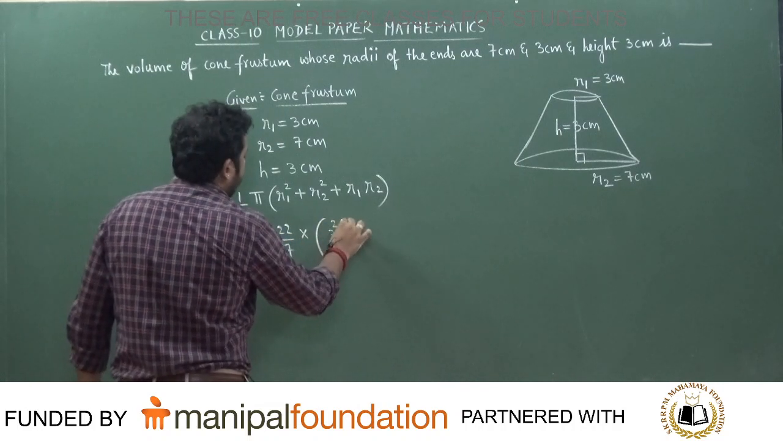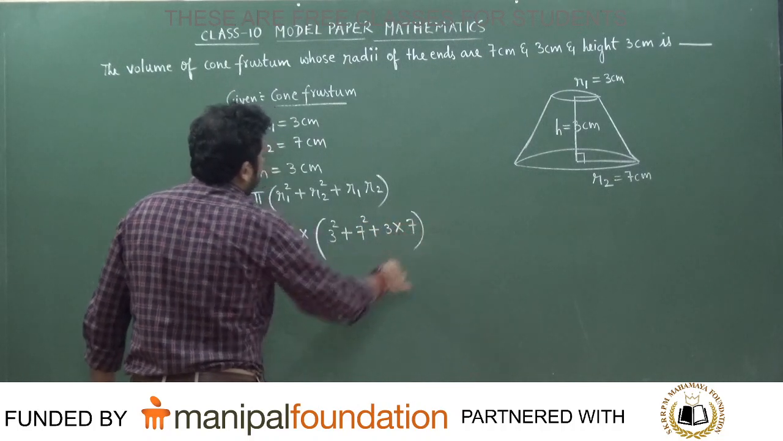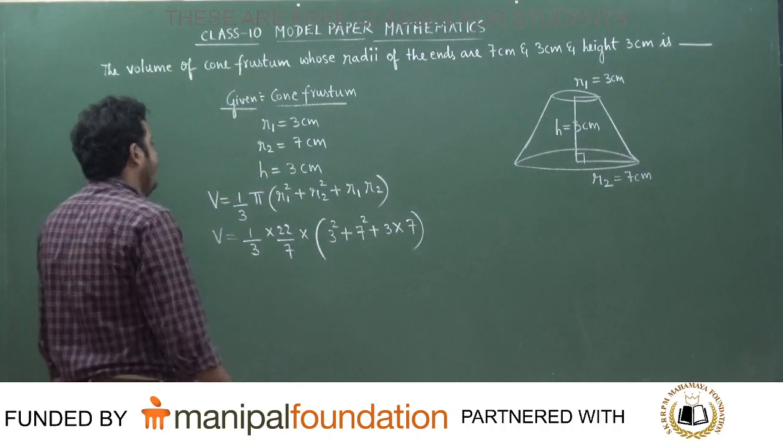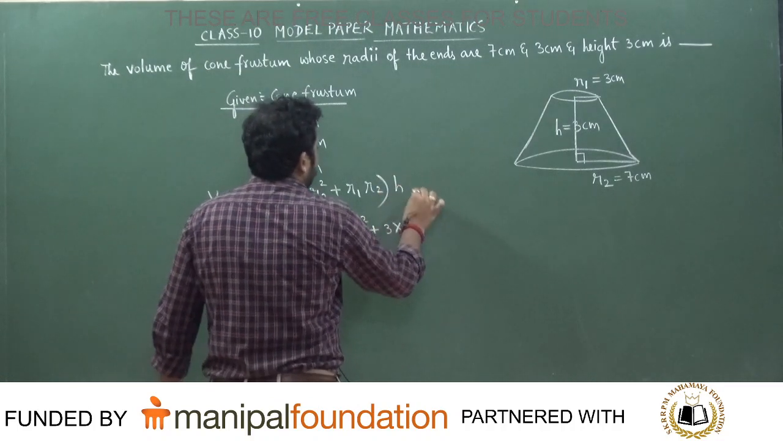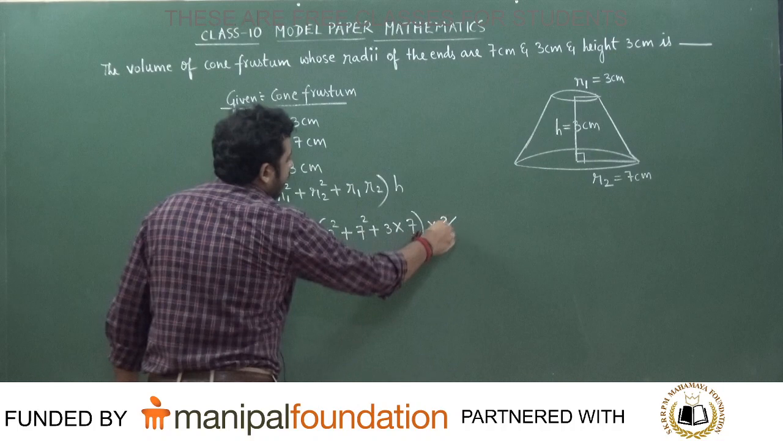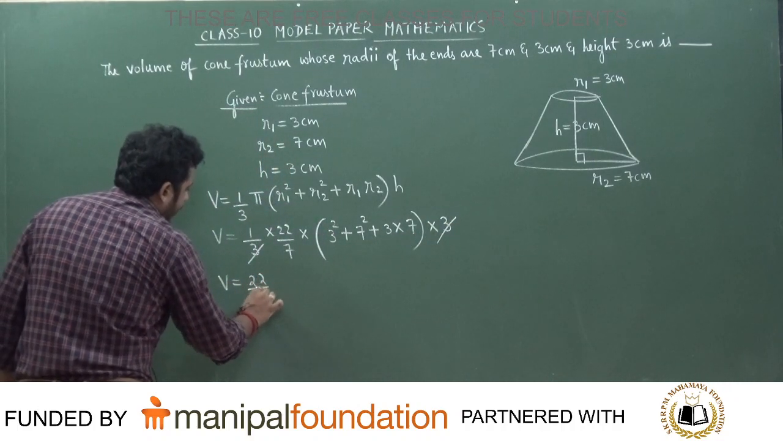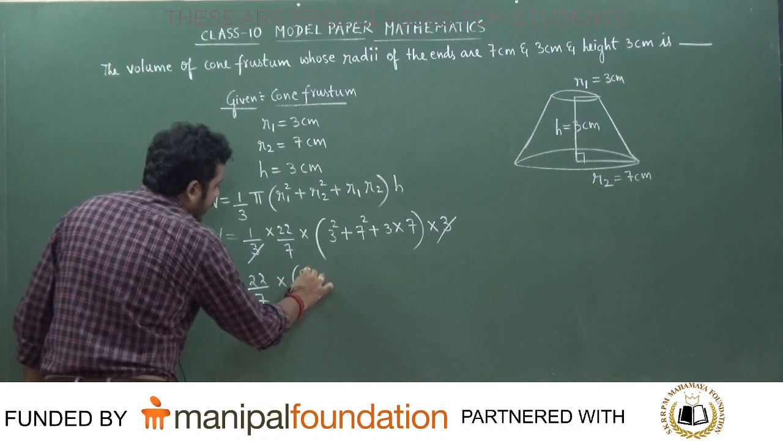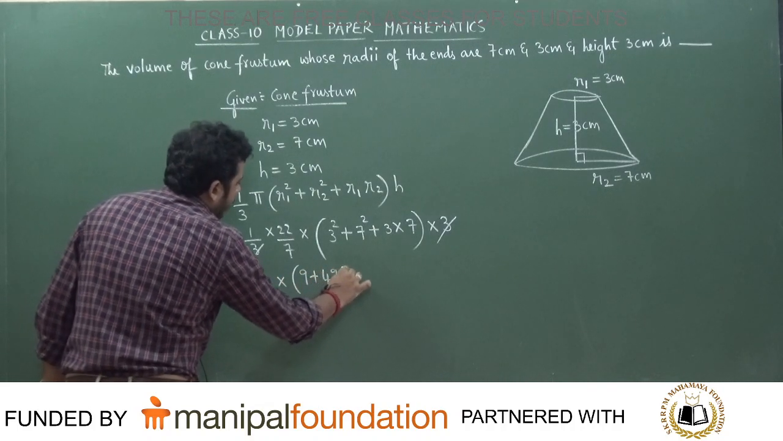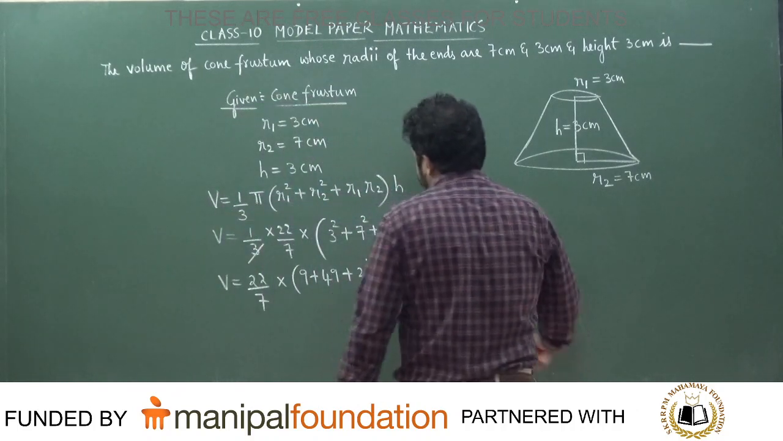R1 square will be 3 square plus 7 square plus 3 into 7. Is it correct or not? Into H. H is equal to 3. So what will be the answer? This 3 and this 3 will get cancelled, students. So volume will be equal to 22 divided by 7 into 9 plus 49 plus 21. So 49 plus 21 will be 70, 79.